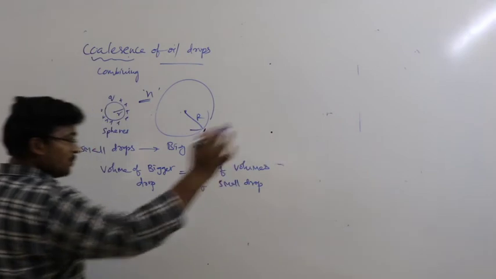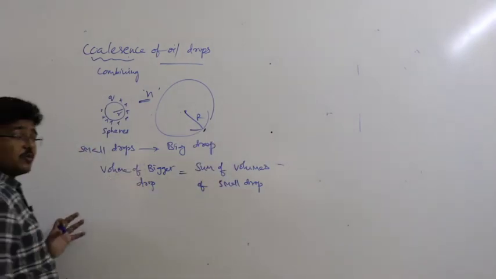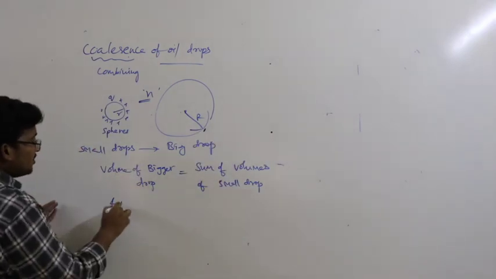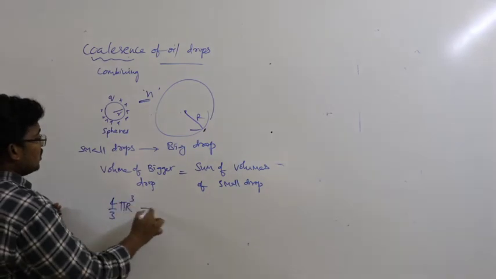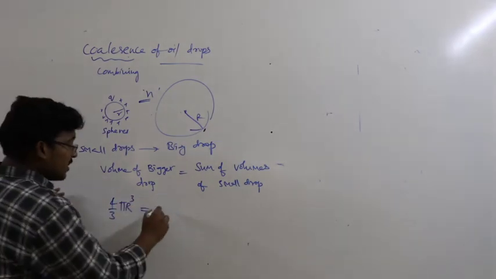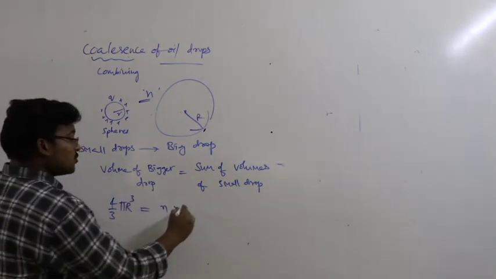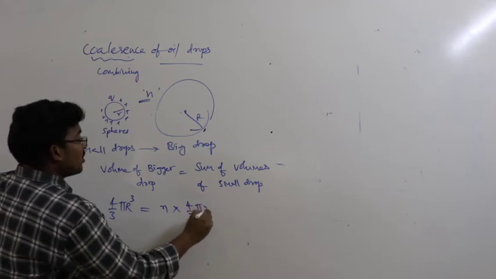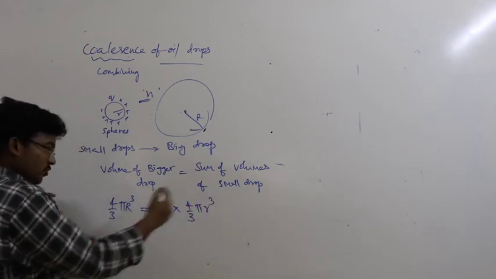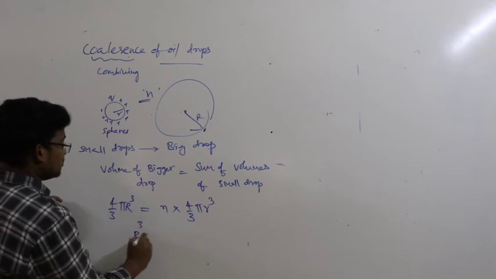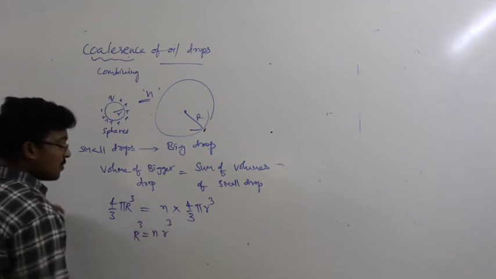Volumes of n number of small drops. So what is the volume of the bigger drop? You know that for a sphere, 4 by 3 pi into capital R cube is equal to, how many drops are there? N drops are there. Each small drop's volume is 4 by 3 pi into small r cube. So 4 by 3 pi cancels, and capital R cube is equal to n into small r cube.